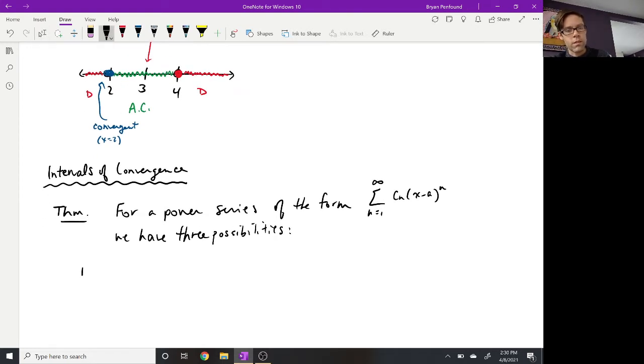And it goes like this. If I have a power series in the usual form where I have some kind of coefficient, and then I have this power series centered at a, so x minus a to the n, then we have 3 different possibilities. The first possibility is that the power series might only be absolutely convergent when x is identically equal to a.